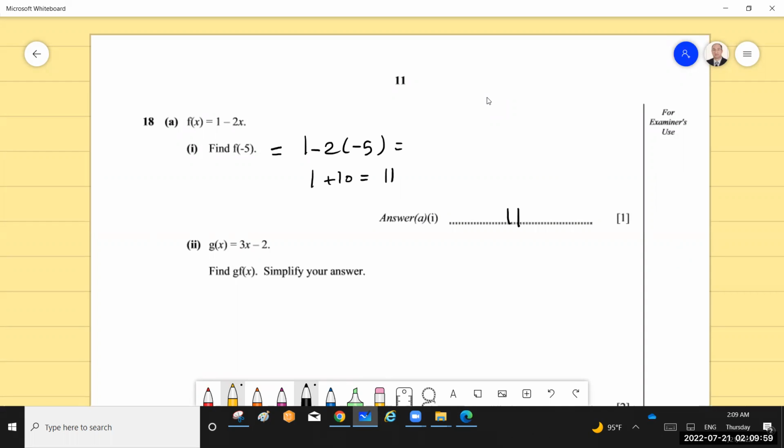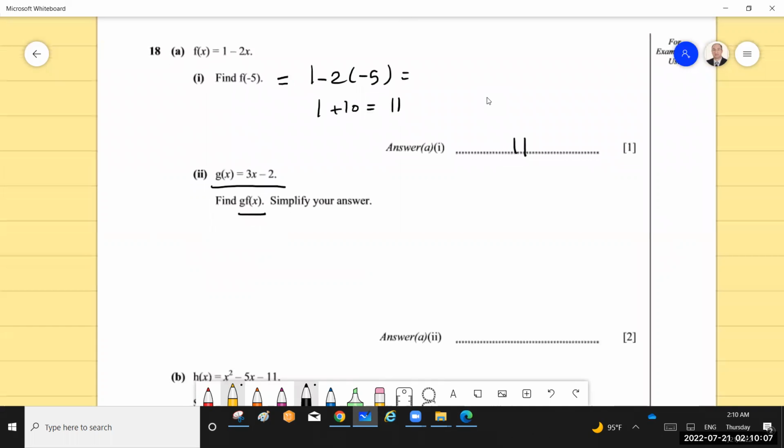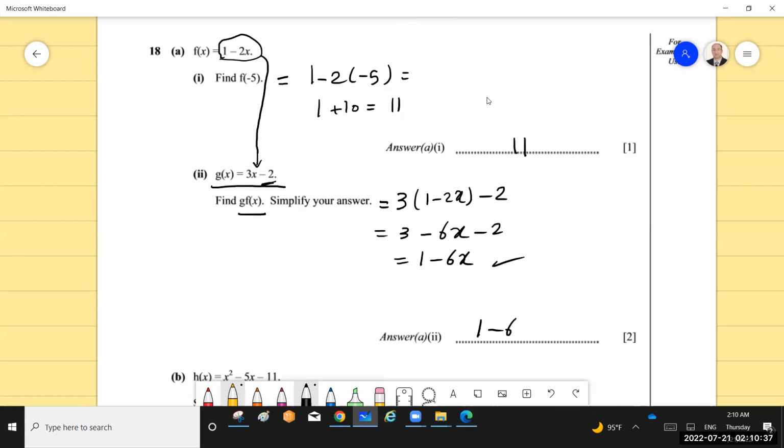Okay. g of x equals 3x minus 2. Find g of f of x. This is a composite function. You want to find g of f of x, go to the function g, start to write 3, and instead of this x, just write the other function. Now we are substituting from the function f into the function g, okay? So 3 into 1 minus 2x, minus 2. Don't forget to complete this part. So 3 minus 6x minus 2. The answer is 1 minus 6x. And this is the answer, 1 minus 6x.